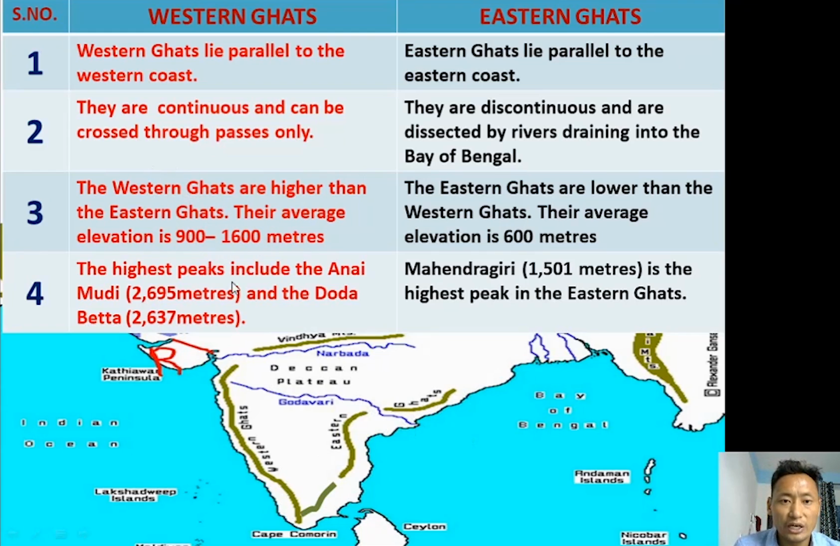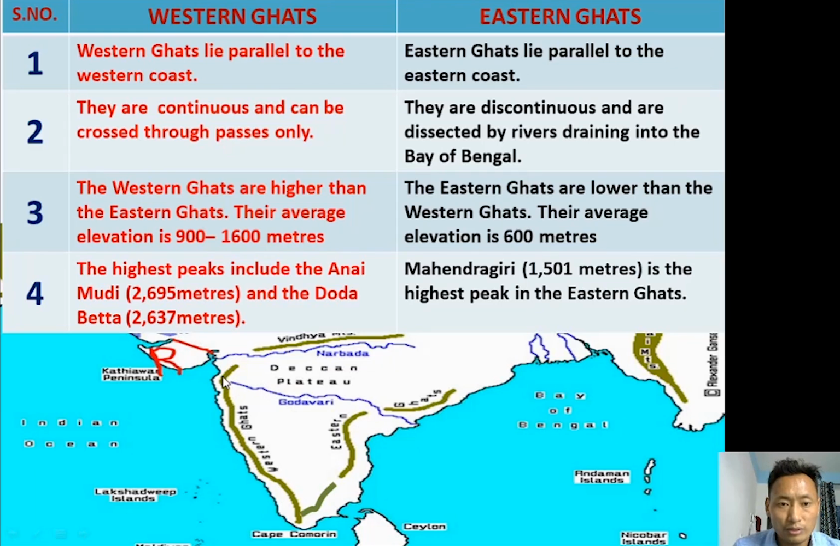Western Ghats are much higher. If we talk about the height of these two hill ranges, Western Ghats are much higher than Eastern Ghats. The average height of Western Ghats is between 900 to 1600 meters above sea level. Eastern Ghats are much lower than Western Ghats. The average height or elevation is 600 meters above sea level. That shows the Western Ghats are much higher than Eastern Ghats.